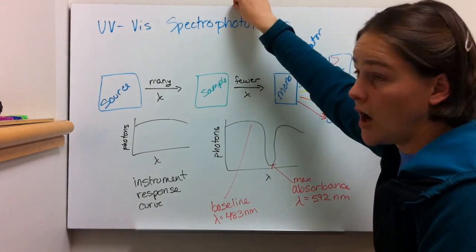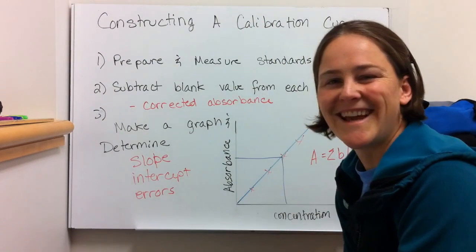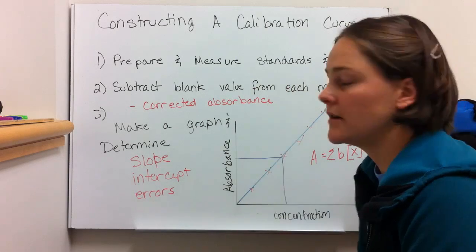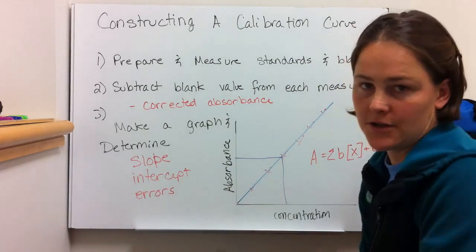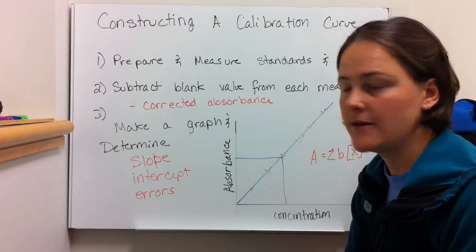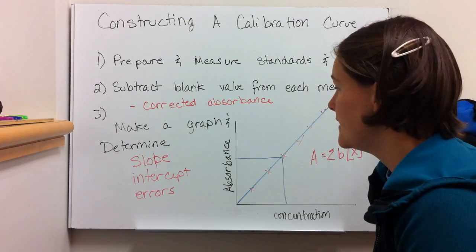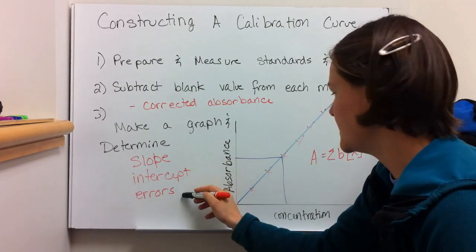You often use a calibration curve, actually I think always use a calibration curve, when you're doing a UV-Vis experiment. So let's talk about constructing a calibration curve. The first thing you need to do is prepare and measure your standards and your blanks. Then you subtract your blank values from each of your measurements. That's called the corrected absorbance. And then the third thing you do is make a graph and determine the slope, intercept, and errors.